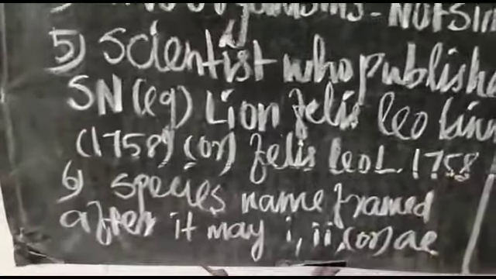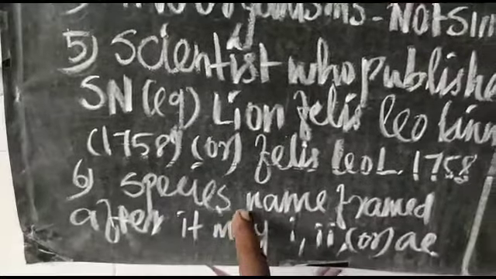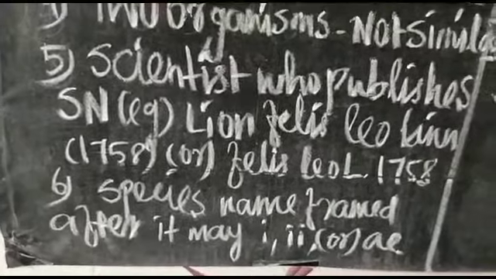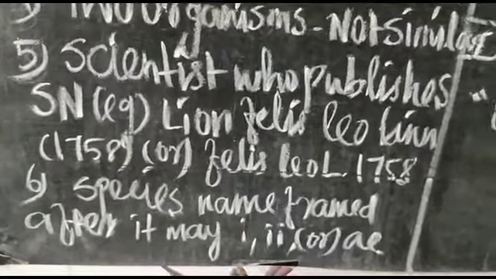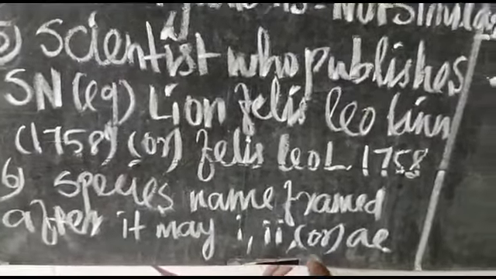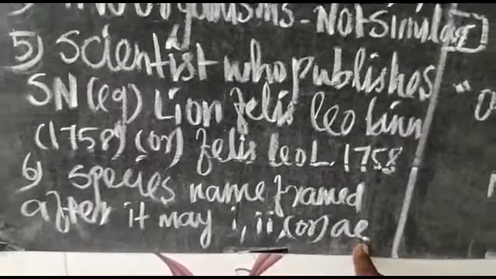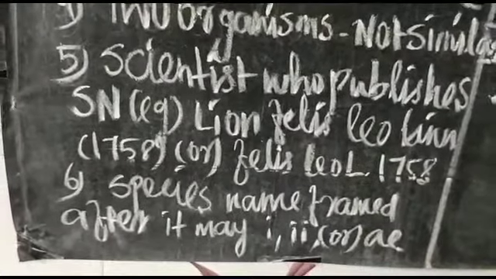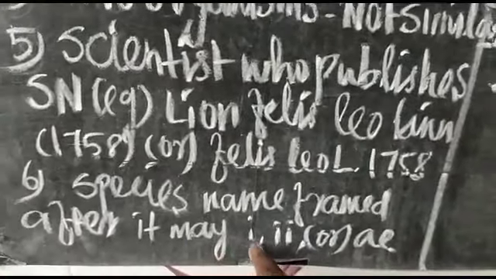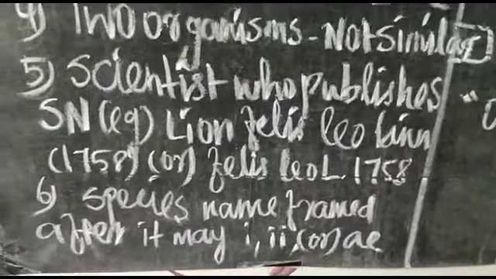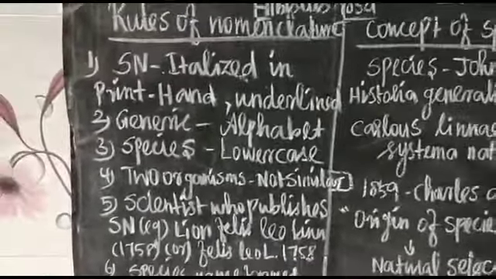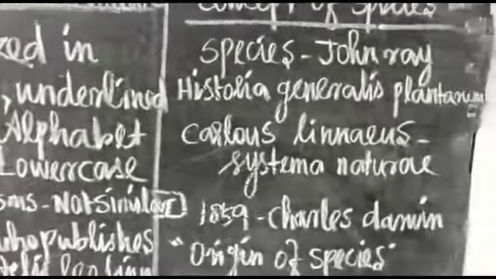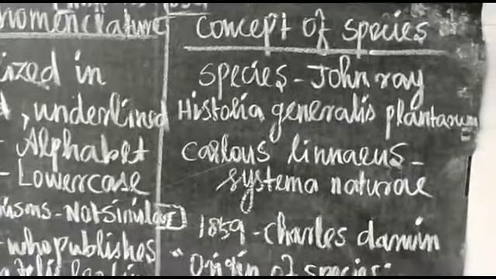The sixth point: if the species name is framed after any person's name, the name of the species shall end with i, ii or ae. You understand? If the species name is framed after any person's name, the species name shall end with i, ii or ae. So these are the rules followed in the nomenclature process.